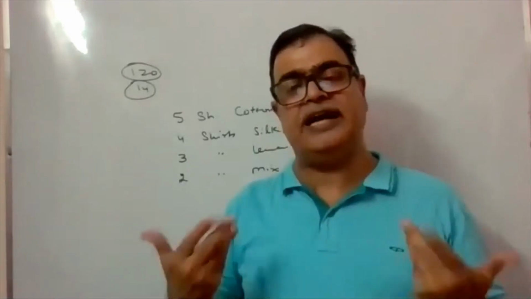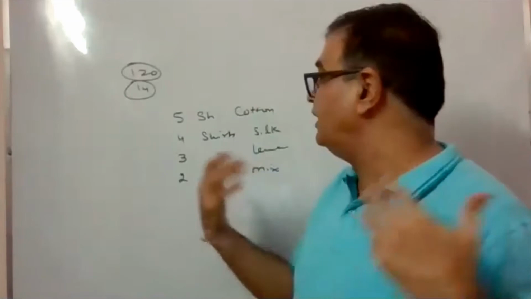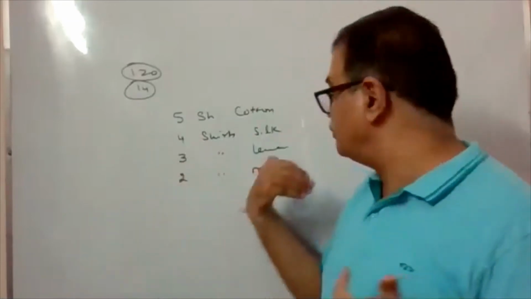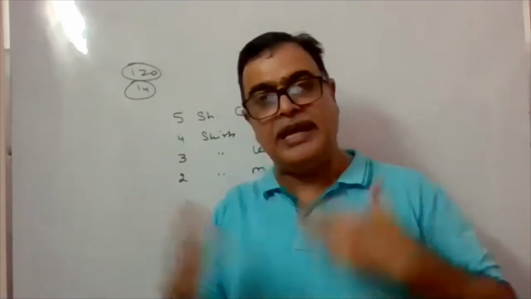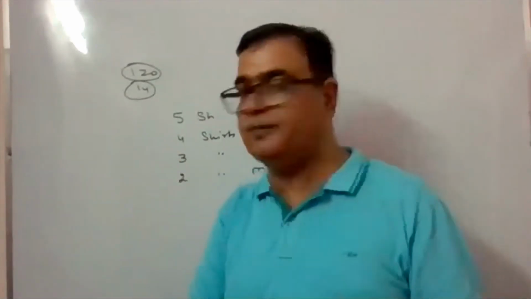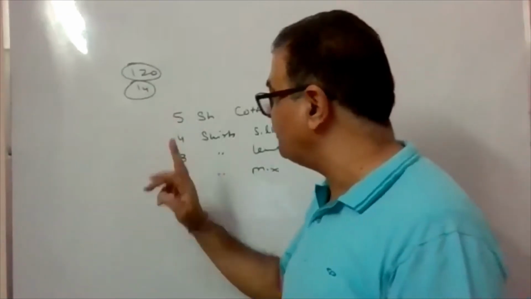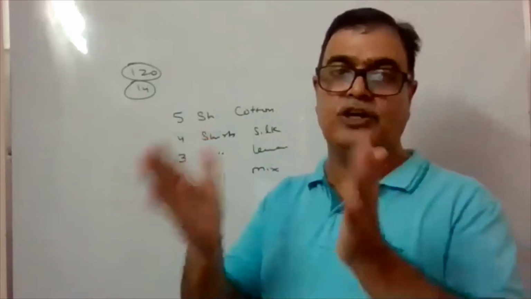Either of this means I am going to wear either a cotton shirt, or a silk shirt, or a linen shirt, or a mixed shirt. So any one shirt I am going to wear. So "or" is there, so we will say a plus sign will come. So I should say 5 plus 4 plus 3 plus 2. That will be the total answer. We will be having 14 shirts.